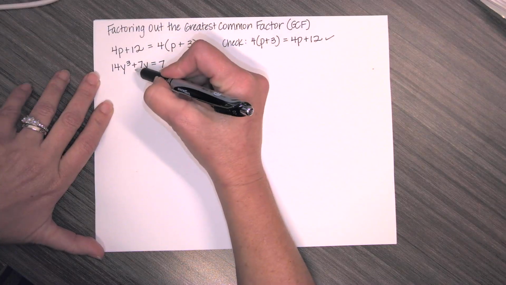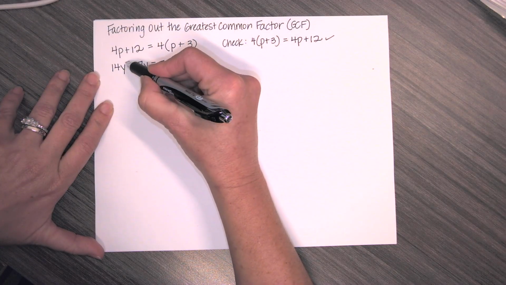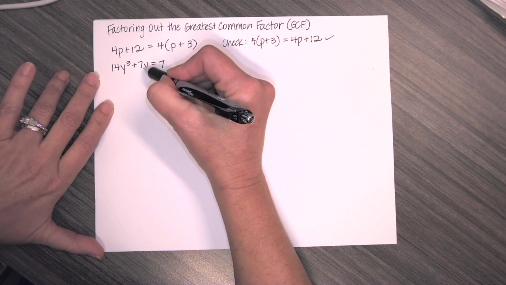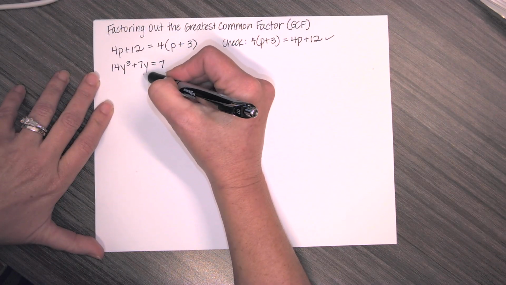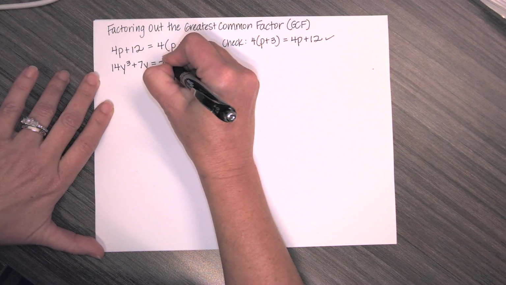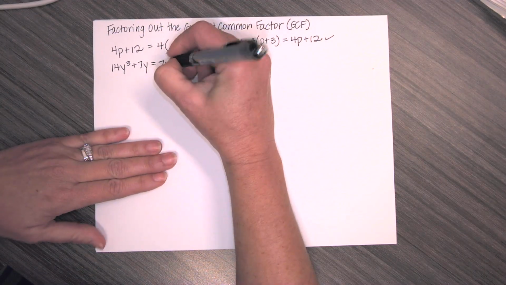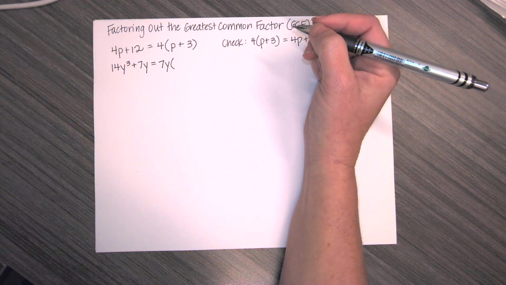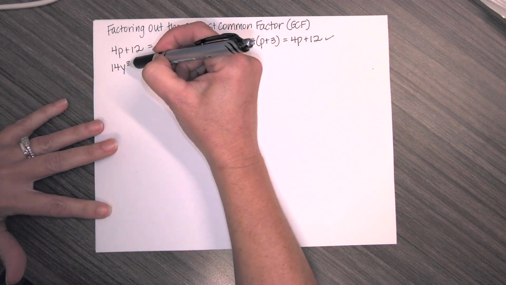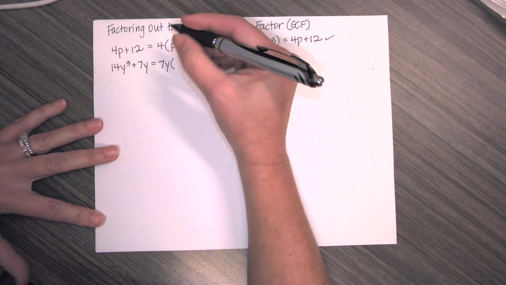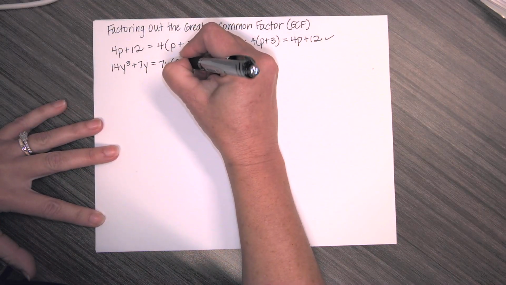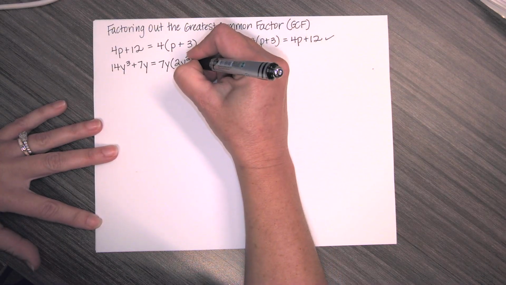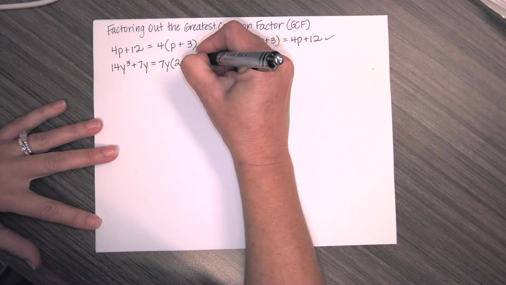But in this problem, we can also factor out a y. This term has y cubed, which is like y times y times y. And this one just has one y, a single y. So as far as what they have in common, they have a y in common. So we're factoring out a 7y, which is like dividing each term by 7y. If you divide the first term by 7y, that's going to give you 2y squared. And if you divide the second term by 7y, that's going to leave you with 1.